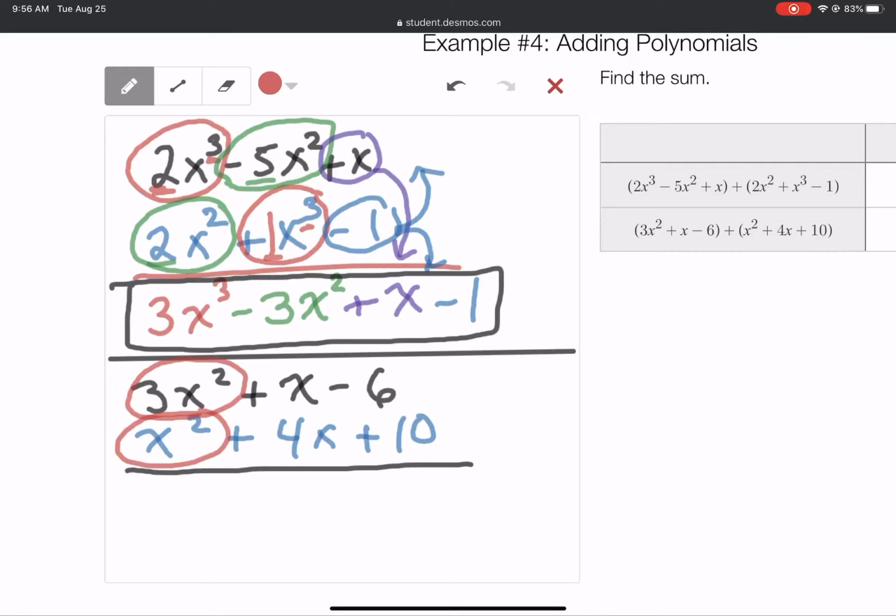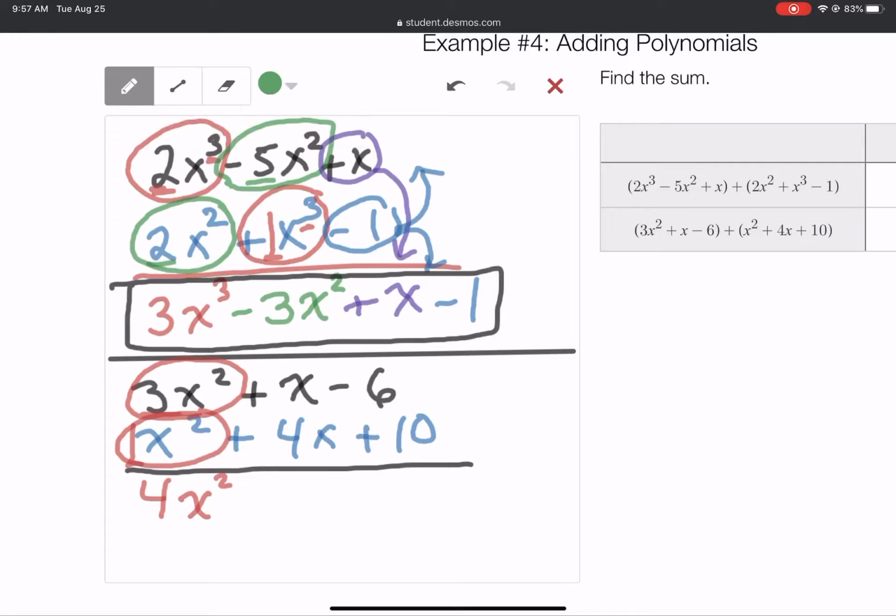So I have two terms here that have x to the power of 2. So I'm going to add the coefficients only. So this is going to be 3 plus 1, which is 4x to the power of 2. Notice that the exponent doesn't change. It's still x to the power of 2, not x to the power of 4. Okay, so we're only adding the numbers in the front.